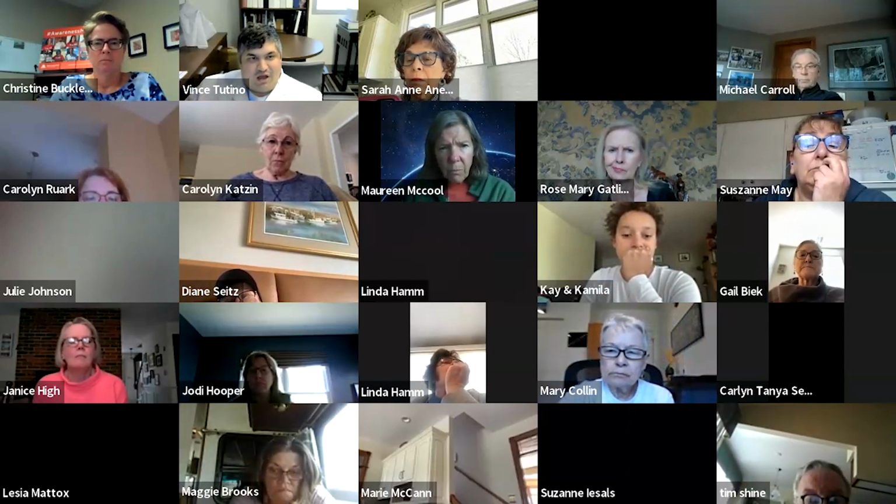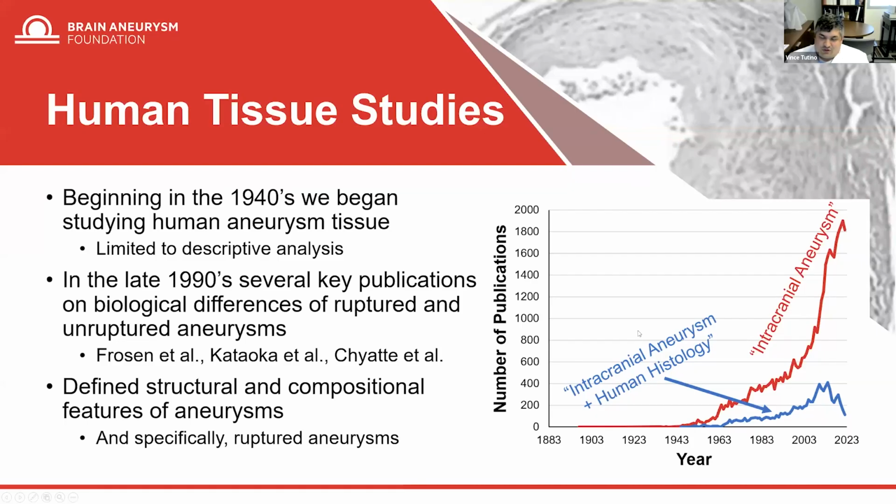But how we know about the biology has also gone hand in hand with the surgical sciences. Once we started open skull surgery to treat aneurysms and to clip them, many physicians were able to take parts or whole aneurysms from those patients when they were surgically repairing them and study their tissue. So beginning in the 1940s, there have been several hundred studies every year or so that have been published characterizing aneurysm biology based on human tissue alone.